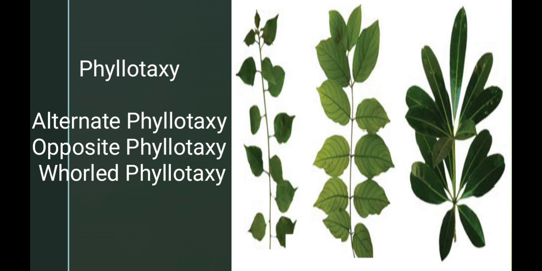Opposite phyllotaxy. When two leaves arise on each node opposite to each other, the phyllotaxy is said to be opposite. Example: Tulsi, Jasmine, Guava. Whorled phyllotaxy. When more than two leaves arise at each node arranged in a whorl or circle, it is called whorled phyllotaxy. Example: Oleander and Neem.